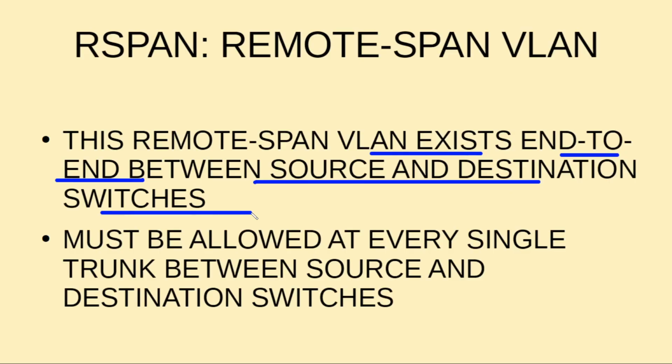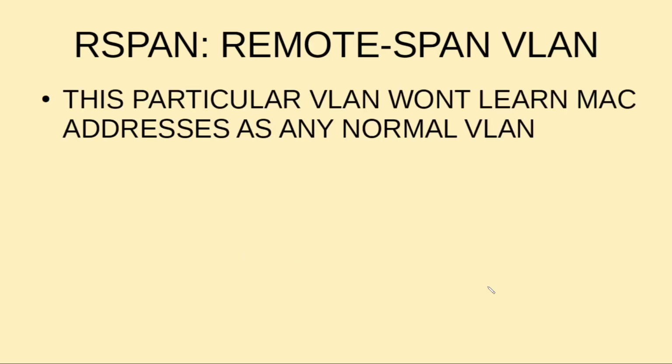So you must create this VLAN at every single switch between source and destination, including the source and destination switches. You must allow this VLAN at every single trunk interface. It must exist within the allowed VLAN list at every single trunk interface. And remember that this particular VLAN is not going to learn MAC addresses as any normal VLAN.